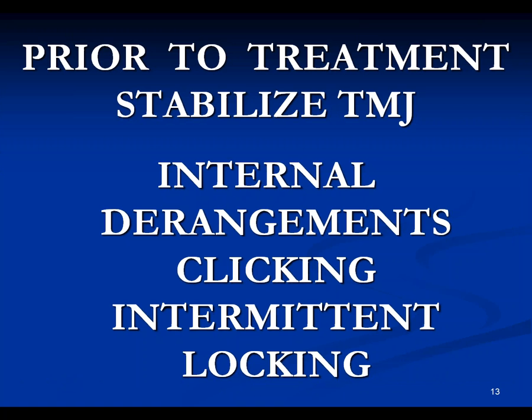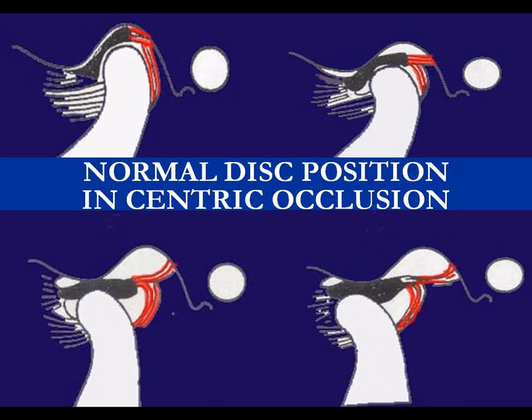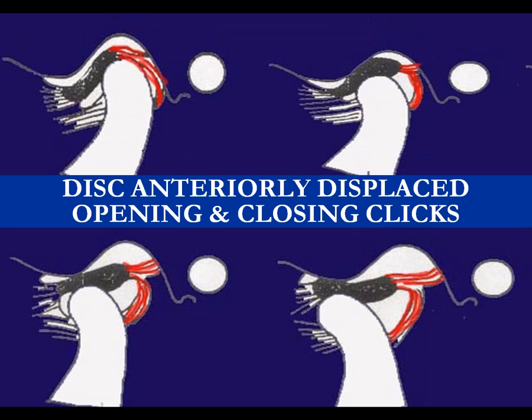So if there's any noise in the joint or intermittent locking or whatever is going on, it's an internal derangement problem within the joint, and you need an anterior repositioning splint, period. Not a flat plane splint and not a night guard. So here's the diagram showing when the patient's biting in centric occlusion. You can see in the upper left, the disc is in position. And as they open, upper right, lower left, the disc stays in position the whole time. And there's no clicking, there's no noise, there's no vibrations.